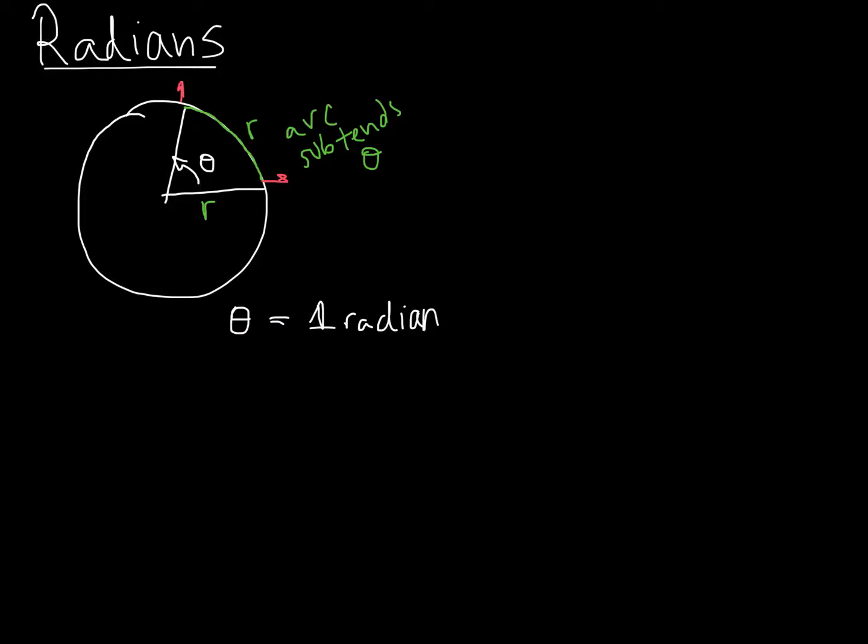Now let's take a look at another example, and let's think about the angle theta which goes all the way around. So this is the 360 degree angle. We want to think about what the radian measure of this angle theta would be. I want you to pause the video and work it out yourself, think it through, and then press play and we'll discuss.